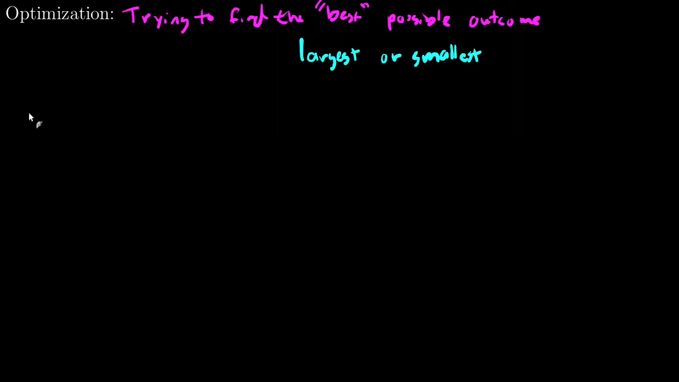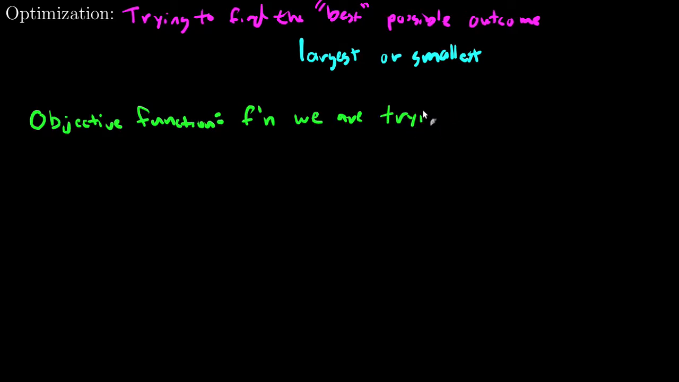The function we're going to deal with is called the objective function. And that is just the function we are trying to maximize or minimize.